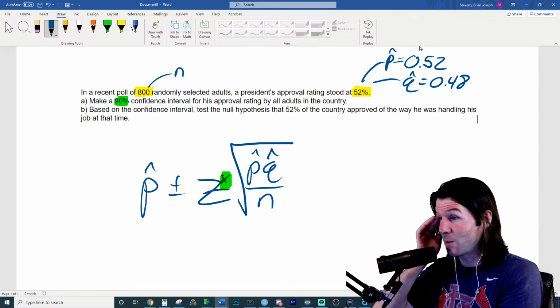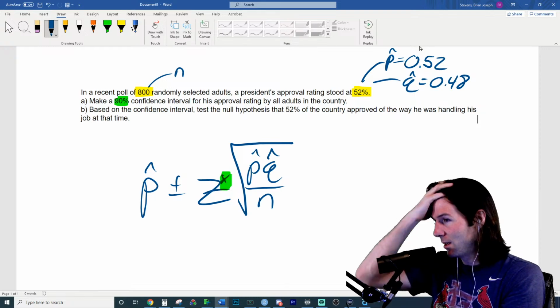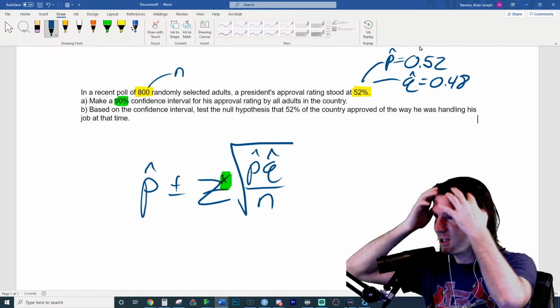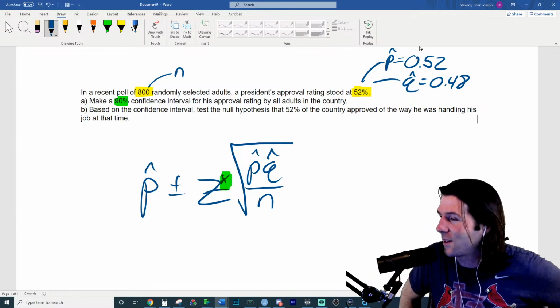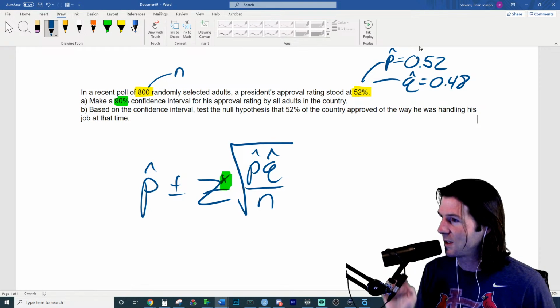Even 320 talks about these kinds of variables all the time, because we're doing it with logistic regression in 320 right now. The y variable of interest is a proportion. Do you approve of the president? It's a proportion. It's categorical.